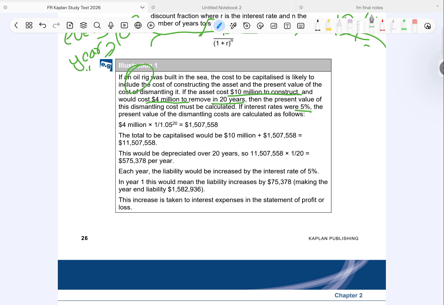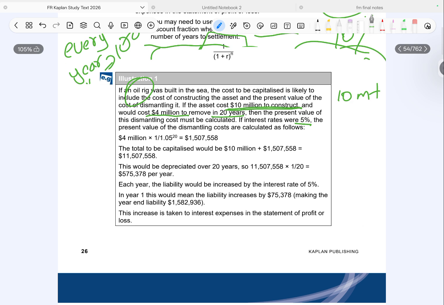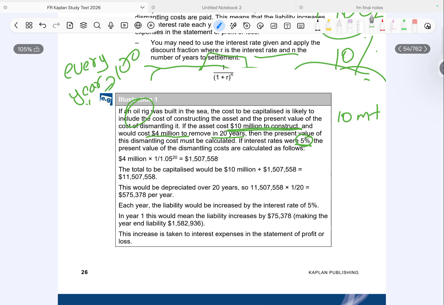So obviously you are going to include the 10 million to construct. So we already have 10 million. Now the problem is it would cost 4 million to remove it in 20 years. So 4 million after 20 years. So what's the present value? The interest rate was given to us, which is 5%. It's easy. Now we'll just substitute in a formula.